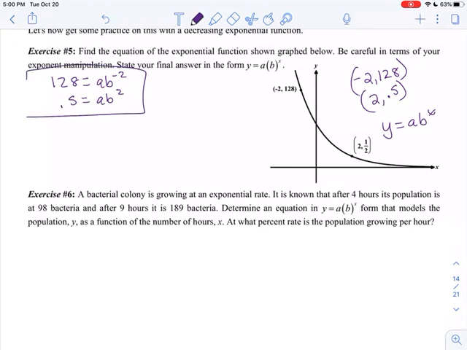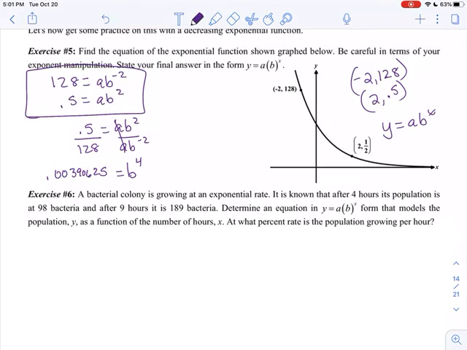So I'm going to do that over here. 128 equals ab to the -2. And 0.5 equals ab to the +2. Those are my equations. Now I want to divide them. I want to put the one with the higher exponent on top so that I don't have negative exponents when I subtract. So I'm going to put the b squared one on top, and I'm going to divide by 128 equals ab to the negative 2. The a's cancel. When I divide, I subtract the exponents, so this leaves me with b to the 4th.